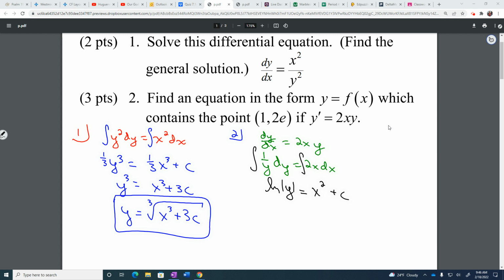I get the natural log of y is x squared plus c. Then I have to e both sides. So we get y equals e to the x squared plus c. You then have to solve for c.